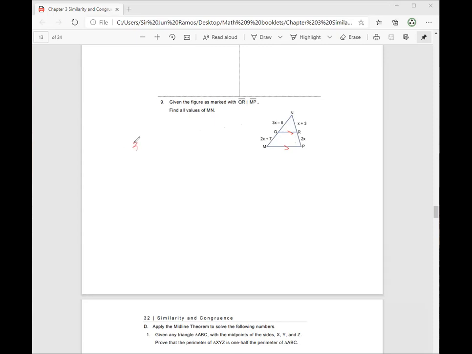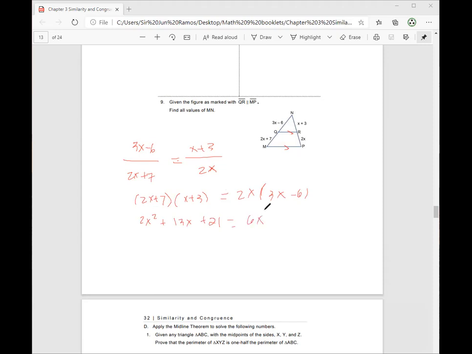The segments. 3x minus 6 is to 2x plus 7 as x plus 3 is to 2x. Okay? This is a rational equation, and you can solve by cross multiplication. I can have 2x plus 7 times x plus 3 equals 2x times 3x minus 6. So this will now give me 2x squared plus the middle term, 7 plus 6 is 13x, and 7 times 3 is 21.